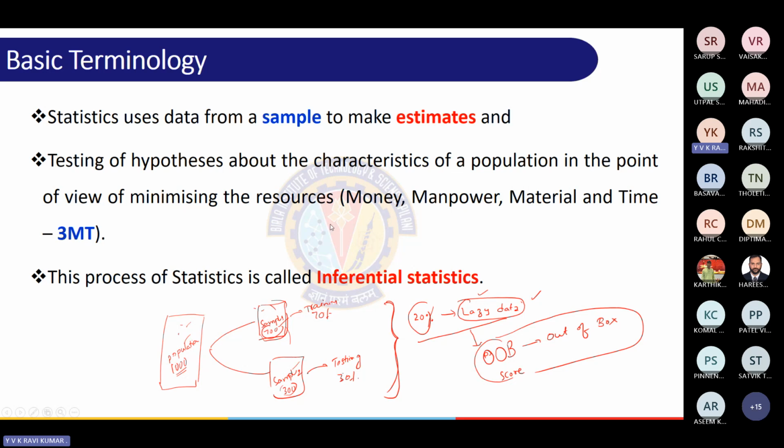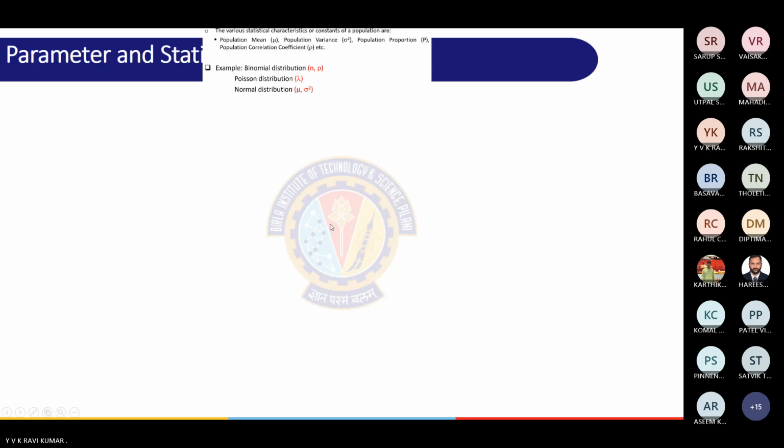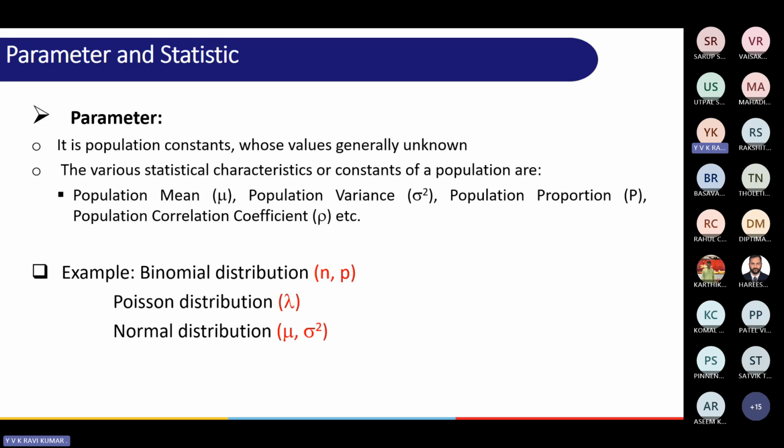Now let us jump into the next discussion. Some terms we use. I hope it is clear now. By this time we understood something called a population, a sample, and the process is called sampling. Whatever statistical terms we use with respect to the population, we generally call parameters. Whatever terms we use for the sample, we call a statistic.